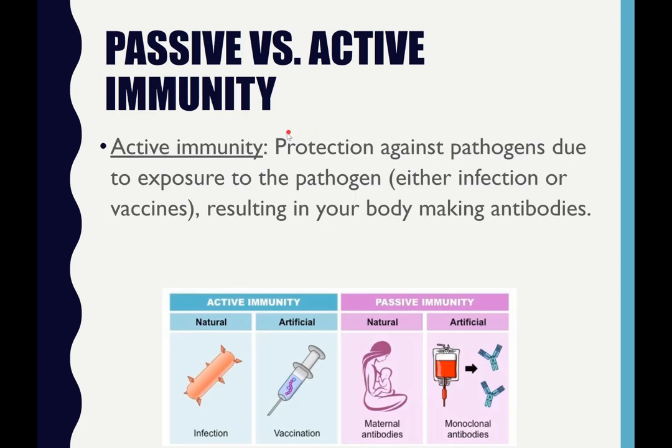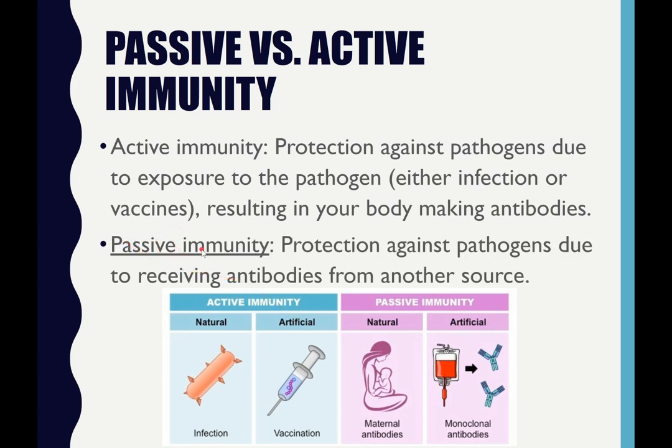So we're going to start by comparing passive and active immunity. Active immunity is protection against pathogens due to exposure to the pathogen, resulting in your body making antibodies. Exposure to the pathogen can be either through natural infection, so you pick up the pathogen somewhere, or through a vaccine. So active immunity can be natural through infection, or it can be artificial through vaccination.